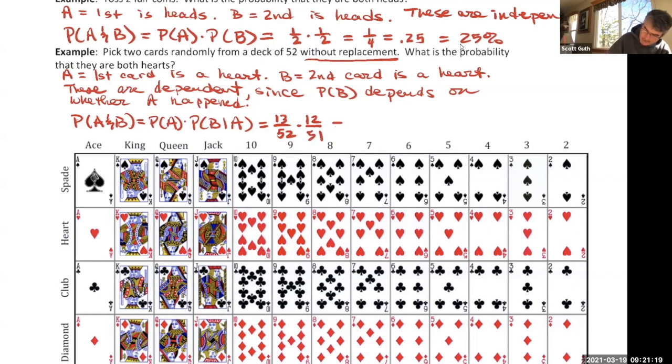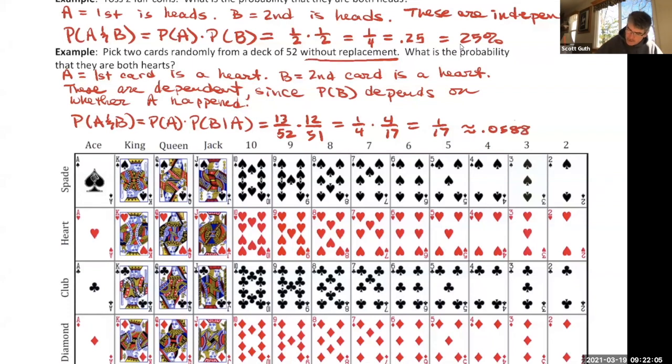Perfect. So 13 out of 52 reduces to a fourth. 3 actually goes into 51 and 12, so 12 out of 51 reduces to 4 out of 17. So the product is 1/17. I'll go ahead and do a rounding just to practice it. 1 divided by 17 gives 0.0588, so this is approximately 0.0588.